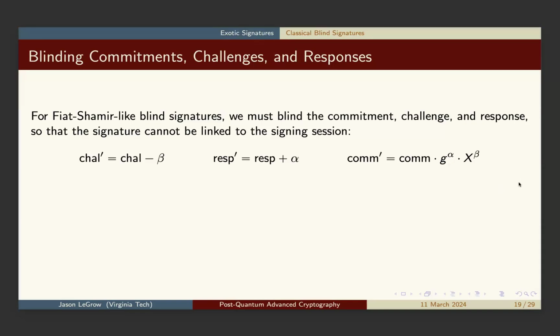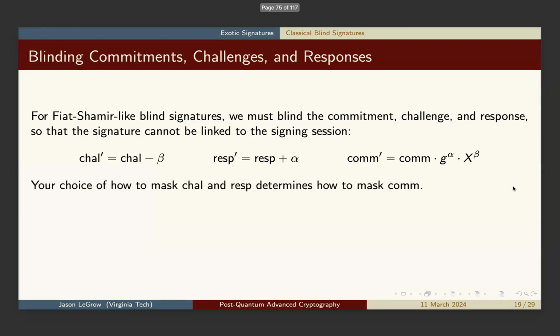So what we saw was that the chal prime was chal minus beta, res prime was res plus alpha, and com prime was com times a bunch of stuff. And you might see where this is going to go wrong in the group action setting. But what I want to emphasize is that your choice of how you mask your challenge and response determines how you need to mask the commitment, because there's some underlying equation that needs to be satisfied at the end of the day.